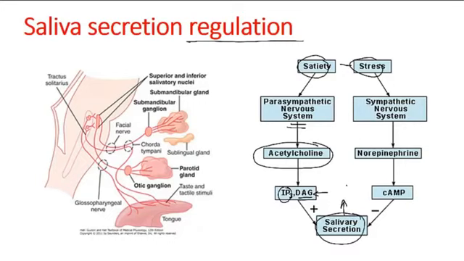If you are going through any kind of stress, then the sympathetic nervous system will start acting and norepinephrine will be made, which produces a lot of cyclic AMP, and that prevents the release of saliva. So the process of salivation is mostly controlled by the autonomic nervous system, both parasympathetic and sympathetic, as we saw just now.